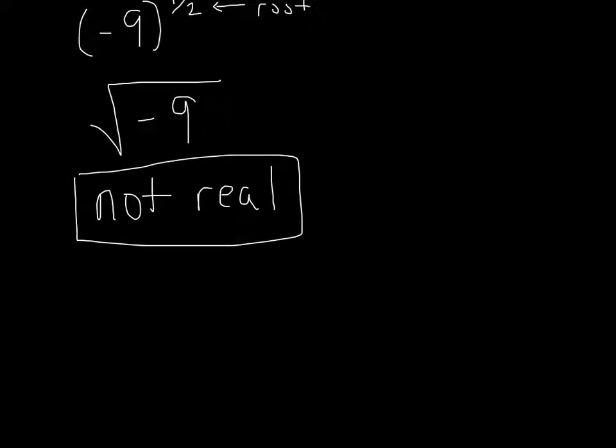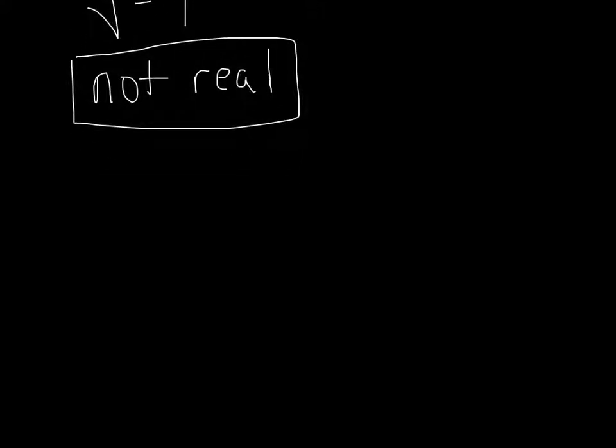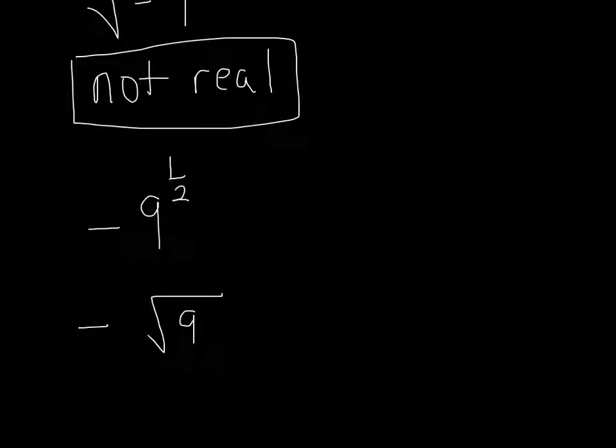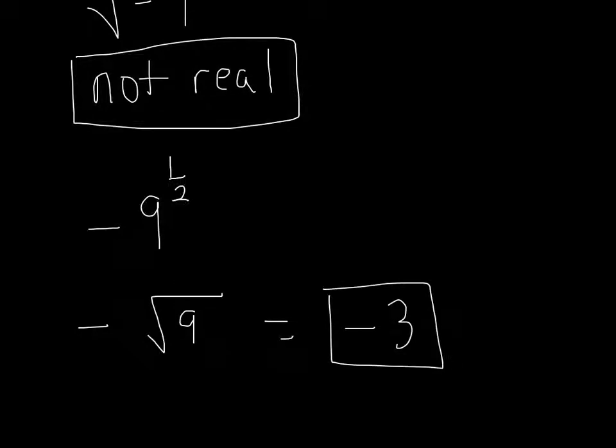Now if we change the problem slightly, and instead we don't have parentheses, so now let's put -9 raised to the 1/2. Now in this case, the power of 1/2 is only on the 9, it's not on the negative. So what that means is the negative sits out there, and then I have the square root of 9. But that's a problem I can do because I know that the square root of 9 is 3, so the answer to this one is -3.